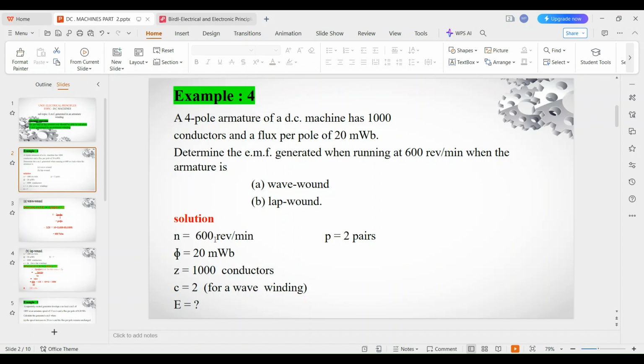N is equal to 600 revolutions per minute. This tells us that we have to convert into seconds, so we shall divide by 60. And flux is equal to 20 milliwebers. Milli means we shall multiply by 10 raised to negative 3. And Z is equal to 1,000 conductors. And because it is wave wound, C will be equal to 2. And the number of pairs is also 2 because we have a 4-pole. So we shall divide by 2 to get the number of pairs and we shall have 2 pairs.